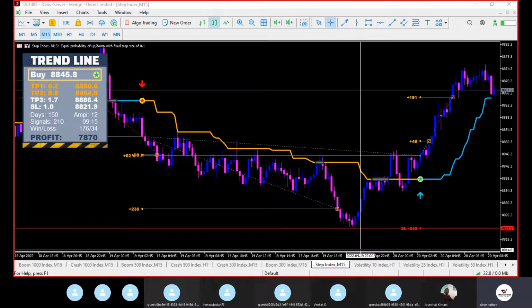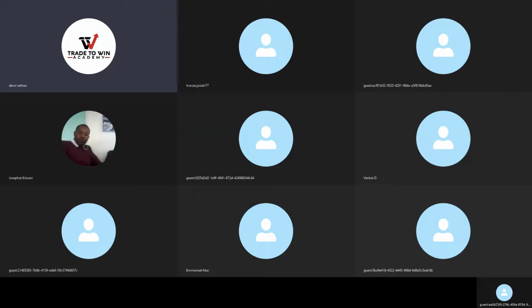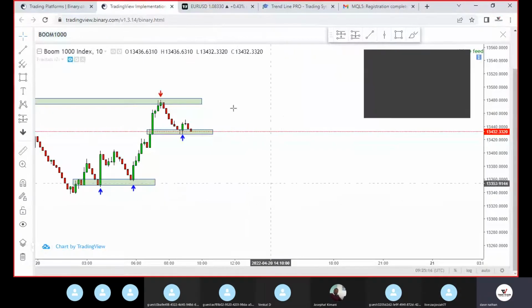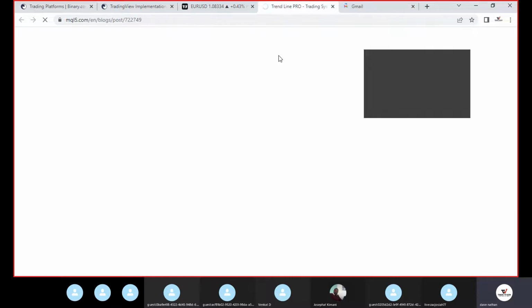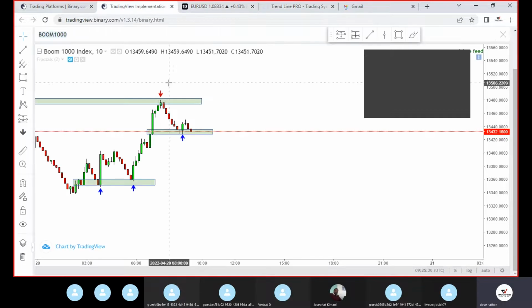So let me share my TradingView so that we can take down the rules. The rules are much more important to me. Let me share my TradingView screen. Okay, so I believe you guys can see my TradingView screen. So this was where I got the Trendline Pro indicator. I'm going to share the file anyway.